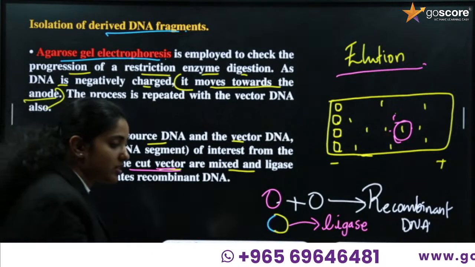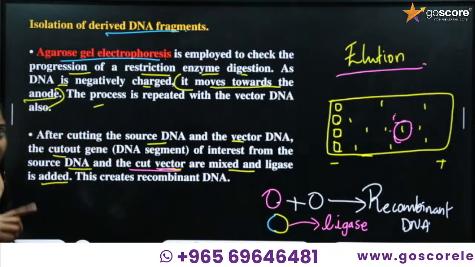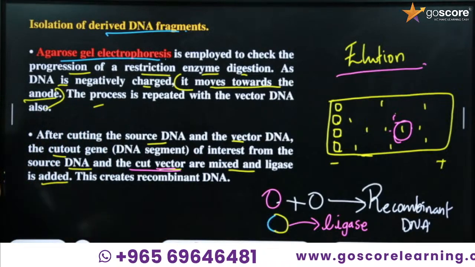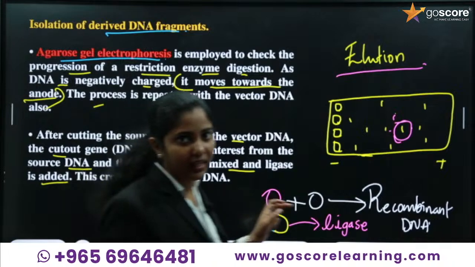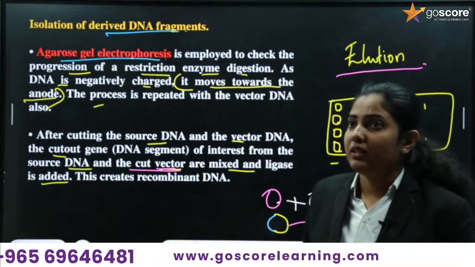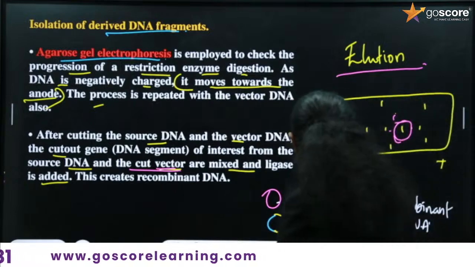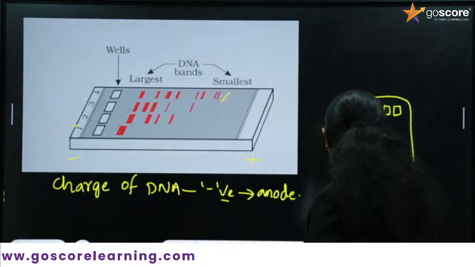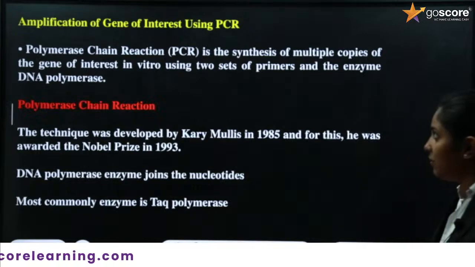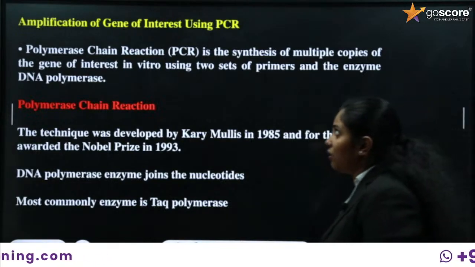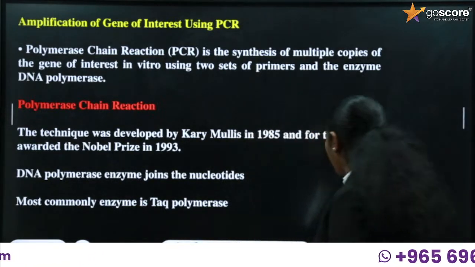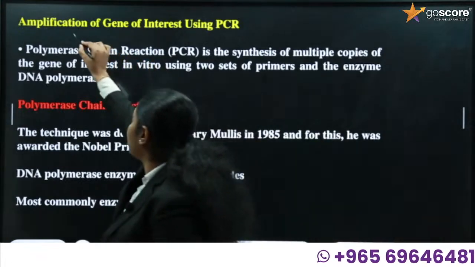So what was the first step? The first step was to isolate the DNA. The second step was to cut the DNA with restriction enzyme. The third step is to isolate the derived DNA fragments. Next we have to move to the next step, that is amplification of gene of interest.